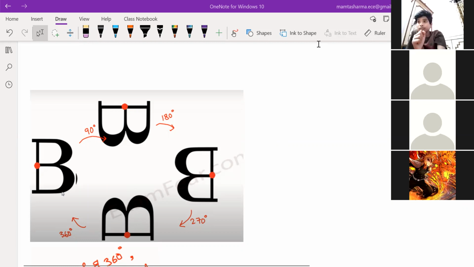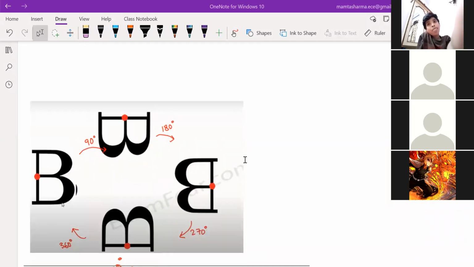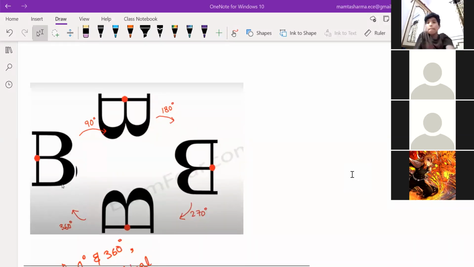Ritvik, ready? I am asking the order of rotational symmetry, not the angle. The angle would be 90° only, every time you rotate it by that angle. Ma'am, 90° 4 times. Yes, tell me, Ritvik, Nimala. Ma'am, what would the 1 be?